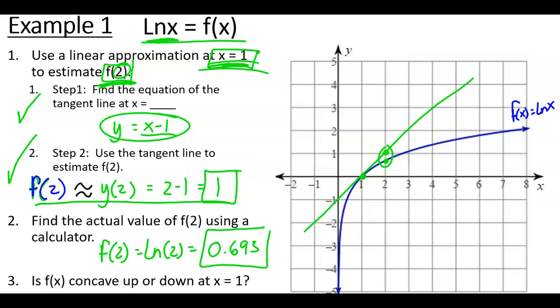All right, now the next question is f of x concave up or down? Well, at this point, that seems kind of like a silly question because you guys can see the graph here. Just take a look at f. Here's f. Is that concave up or down? Well, obviously that's concave down.